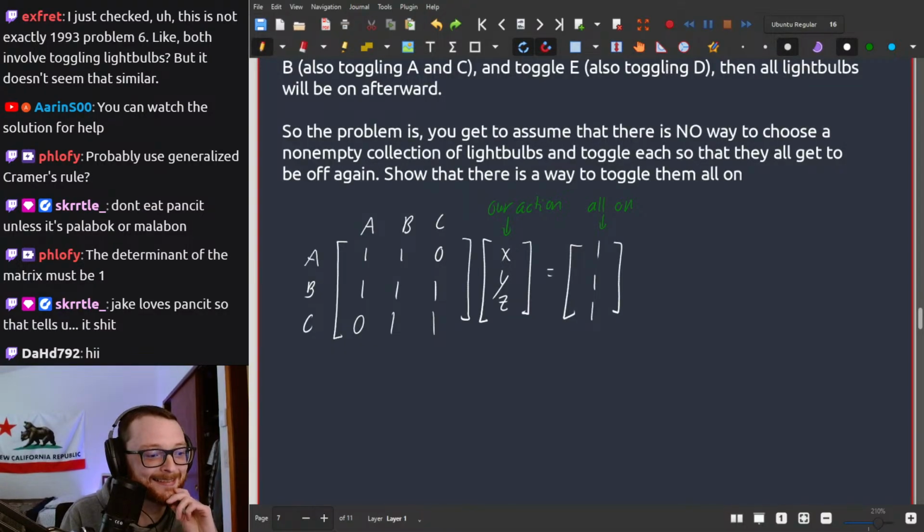Hey, the HD. Determinant of the matrix must be 1. Oh, is that true when everything is 0s or 1s? Could you... would it be way easier to calculate it if you do it in integers mod 2? I wonder if it's really quick in that context.